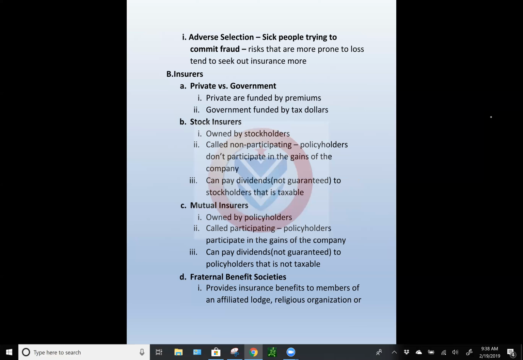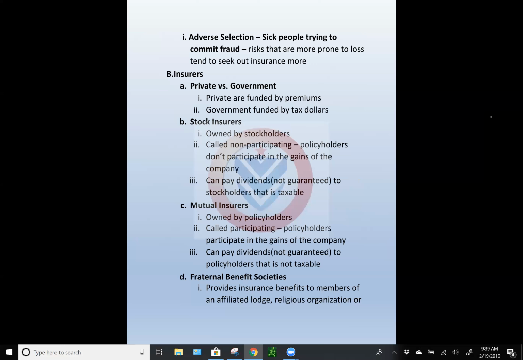Next, different types of insurers. There are private insurance companies, and then there's government insurers. Now, private is pretty much any insurance company you can think of. Private insurance companies are funded by premium dollars. Now, government insurance, think of Medicare, Medicaid. Those are funded with tax dollars.